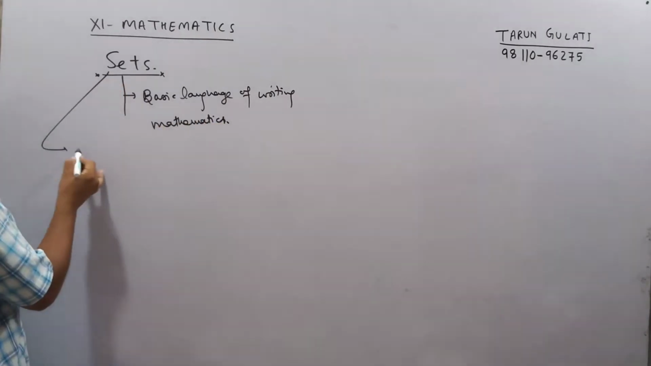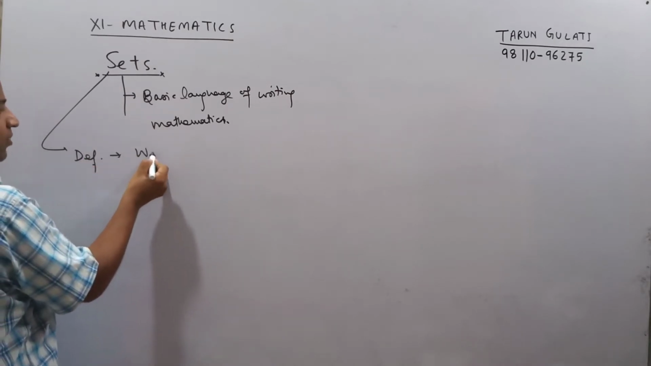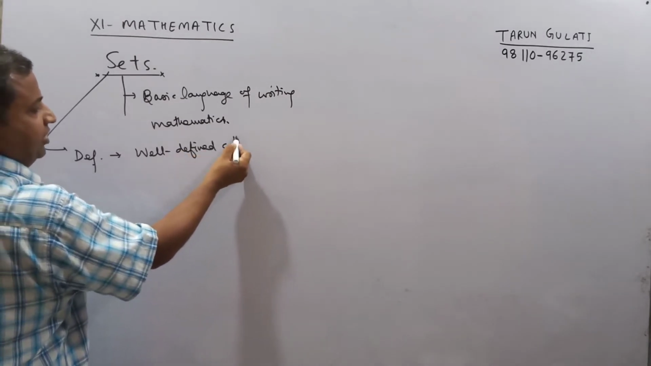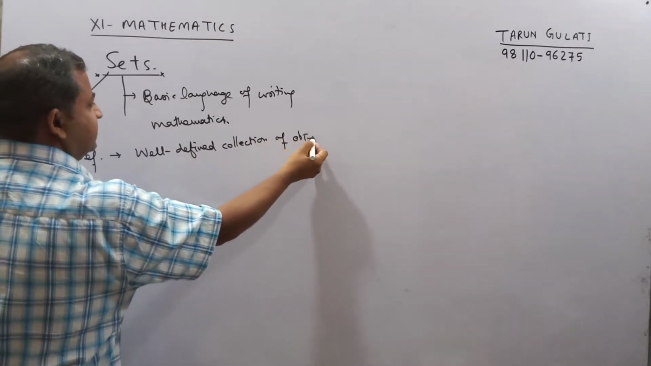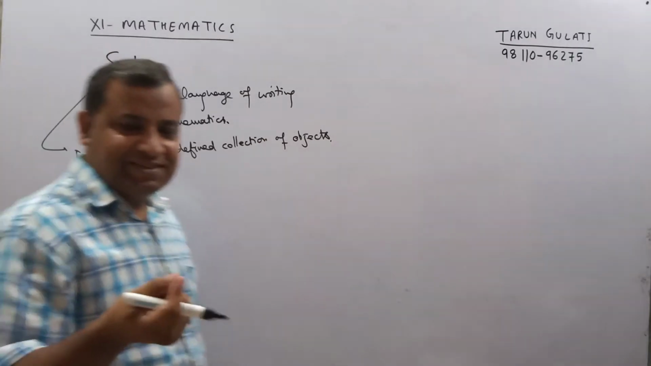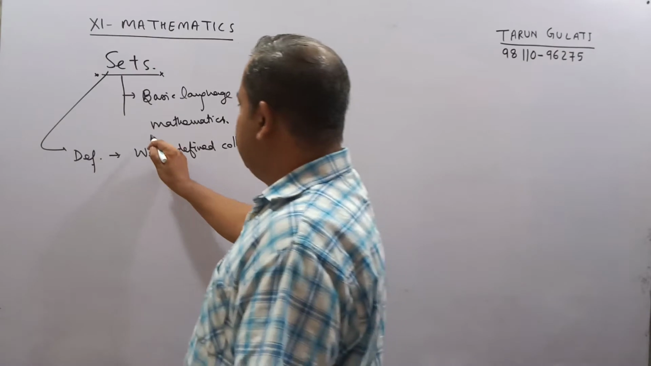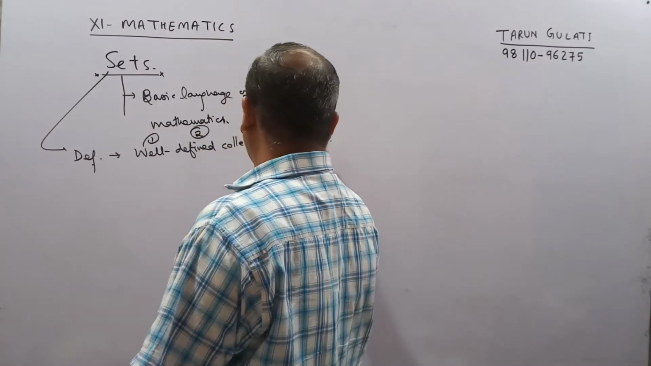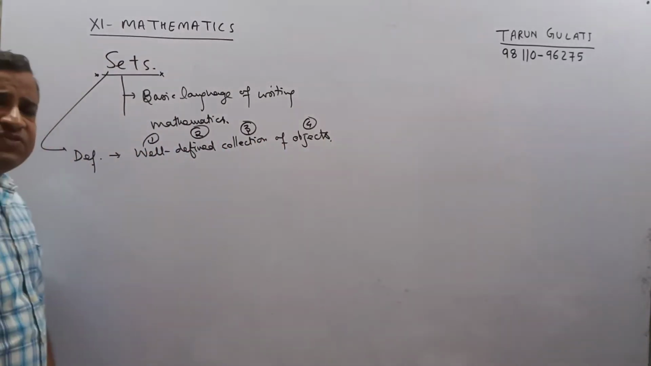By definition, set is a well defined collection of objects. This is the basic definition of sets. What is it? Number 1, well; number 2, defined; number 3, collection; number 4, objects. Anything else which is well defined.